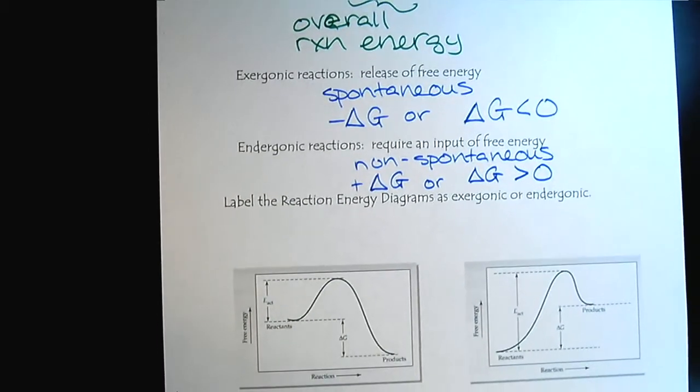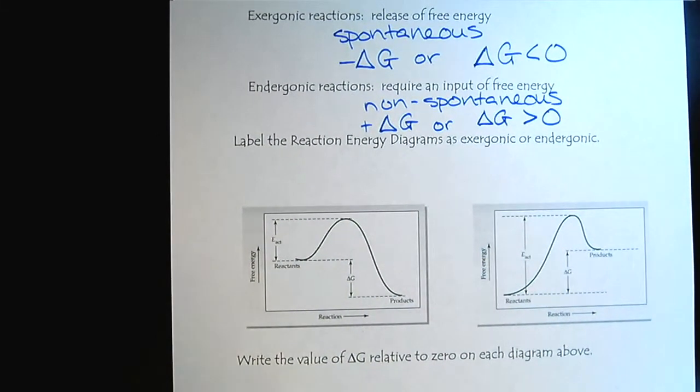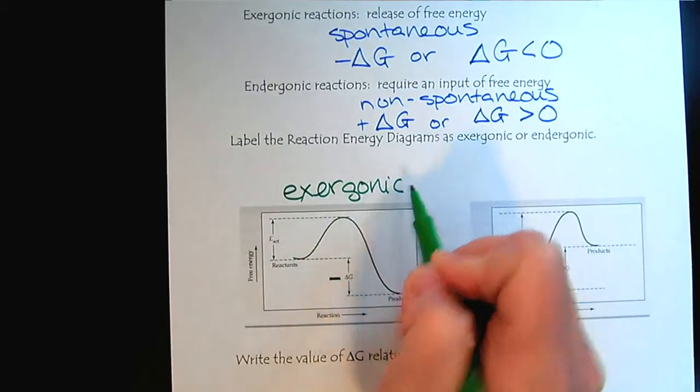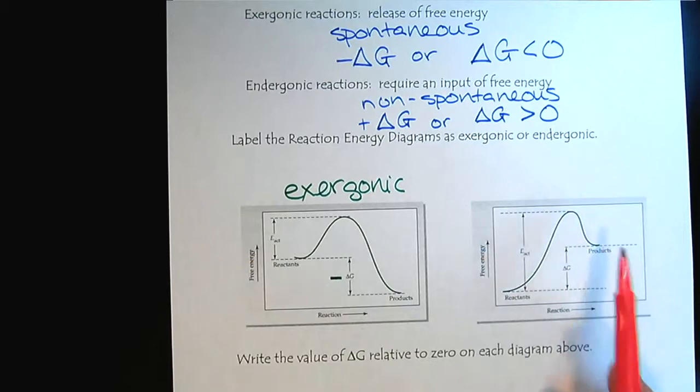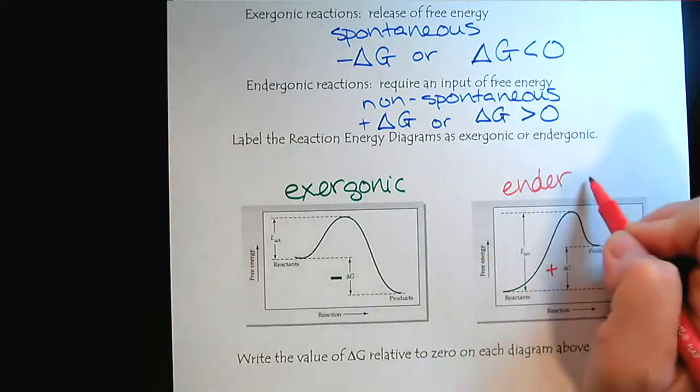Alrighty, so these reaction energy diagrams look very familiar. We've seen them before, but now they're more all-encompassing. They're taking into account entropy, enthalpy, and reaction temperature. We look here and we see that the products are lower in overall energy than the reactants. So this would be a negative delta G, and we would describe it as exergonic. And over here, we see that the products are higher in overall energy. So that would be a positive delta G, endergonic.